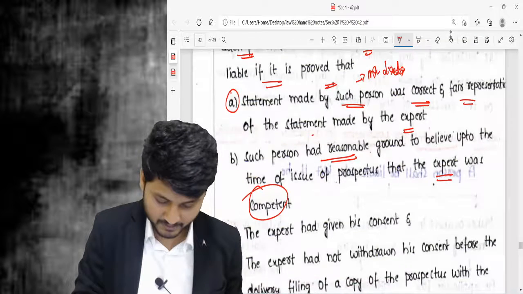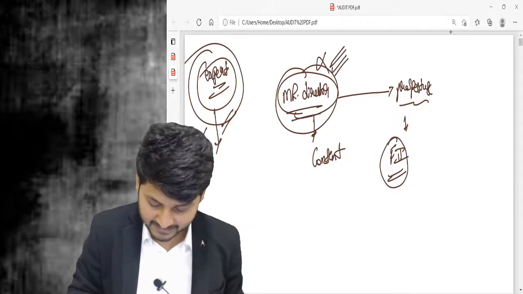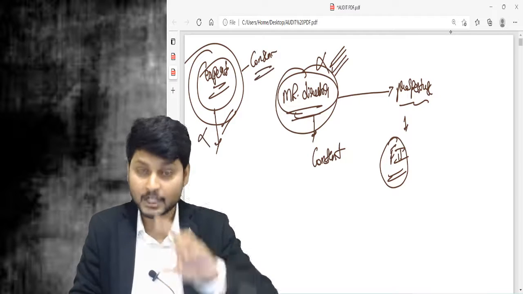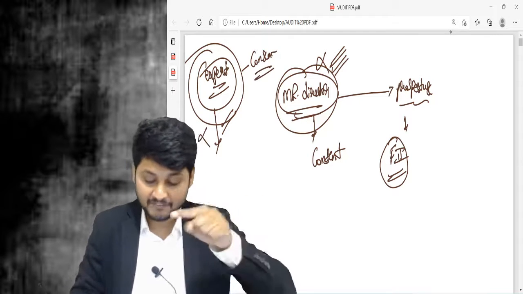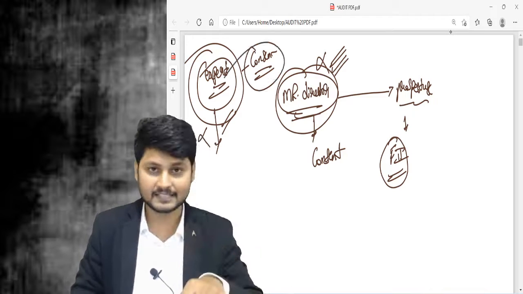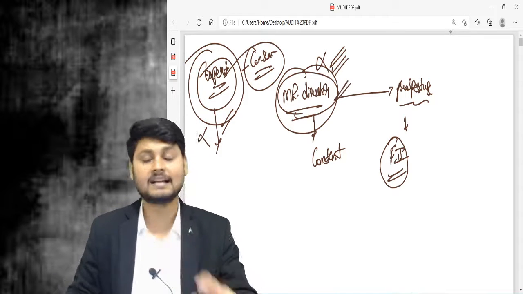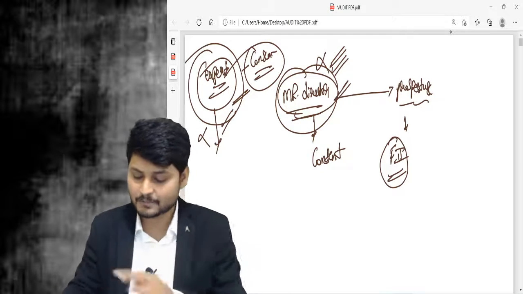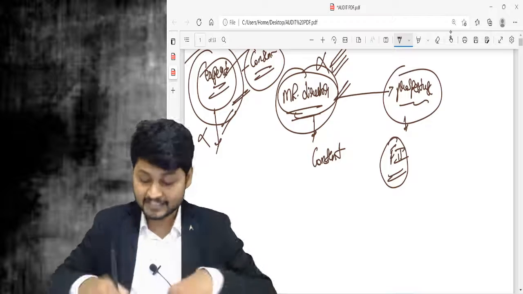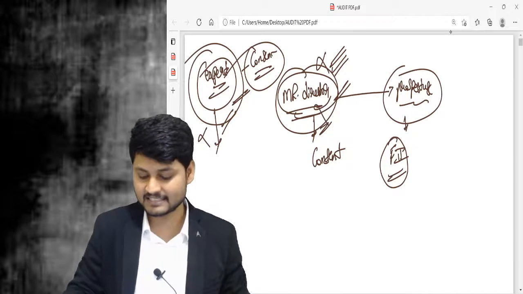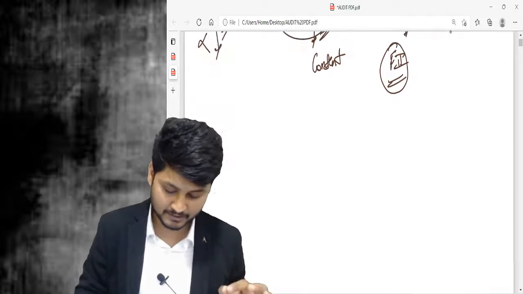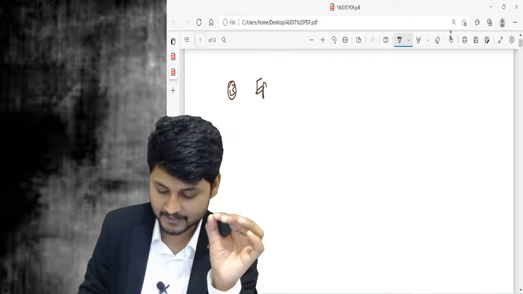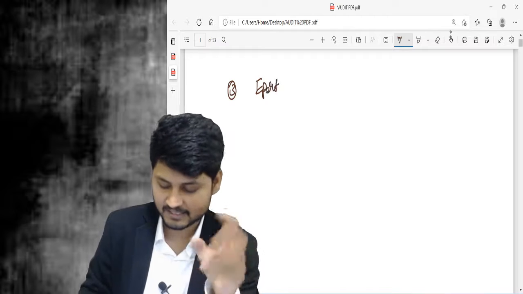Point number 3. See, first of all, this expert must give the consent, right? This expert has to give the consent to keep his report in the prospectus. If he fails to give the consent, then Mr. Director will be held responsible. If he withdraws the consent, obviously his statement shall not be included in the prospectus. If it is still included by the director, then this director will be held responsible. I guess you are all getting the point. So point number 3 will be, first, expert shall give the consent.